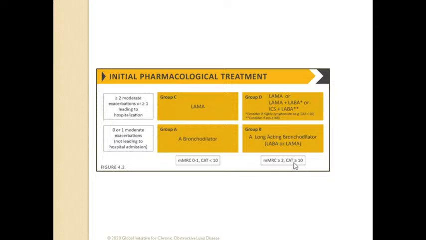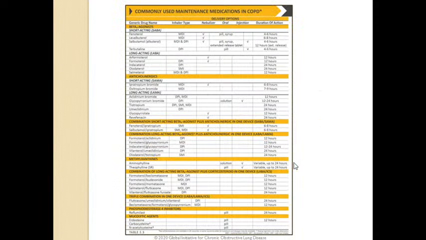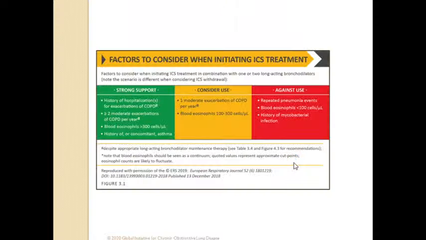Vaccination and lifestyle modification are necessary. And for group D, maybe start with LAMA, then add LABA. In some cases, I will say about it later, it's triple therapy: LAMA, LABA plus inhaled corticosteroids, and other treatment. In this slide you can find the commonly used medications for COPD in the GOLD guidelines.